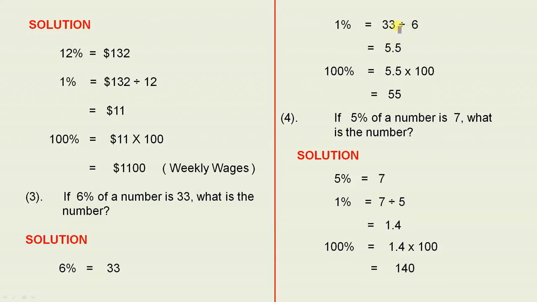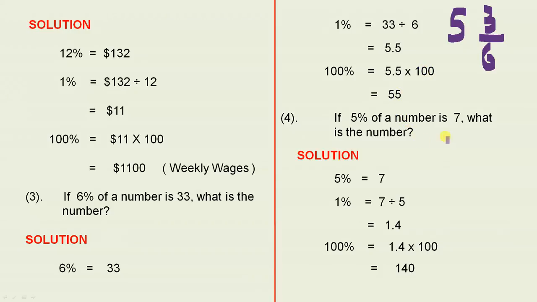Now you should be able to do this. It's quite straightforward. 6 into 33 goes 5 and 3 left over. So it's actually 5 and 3 over 6. That's the fraction part, right? We know that's 5.5. So 100% will be 5.5 times 100, which is 550.